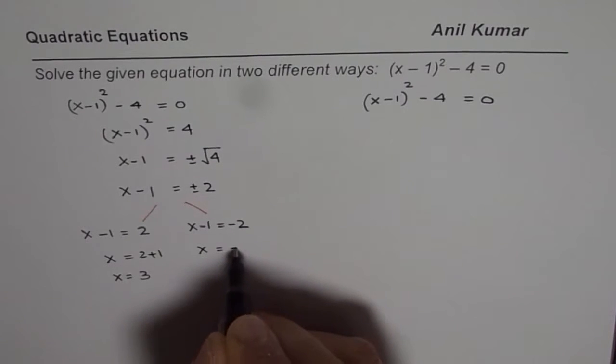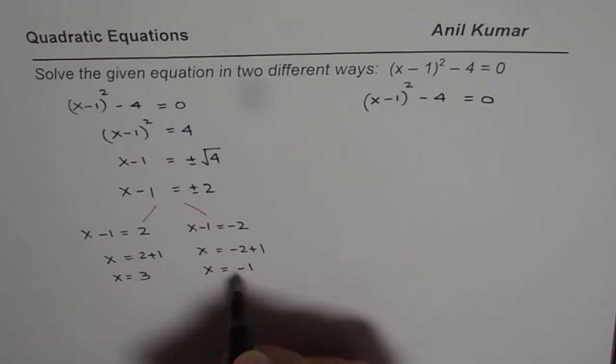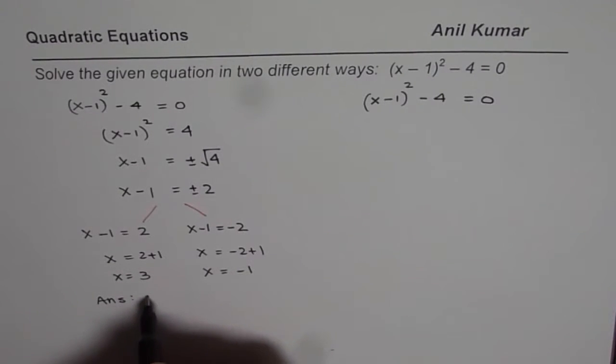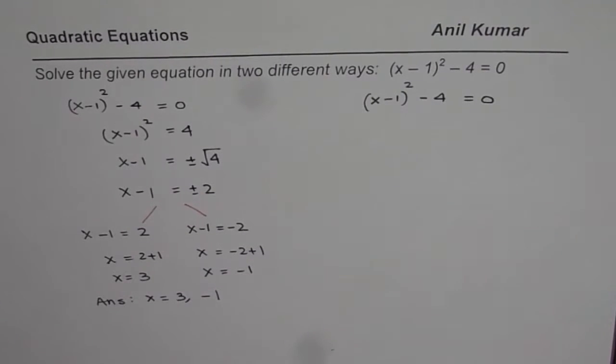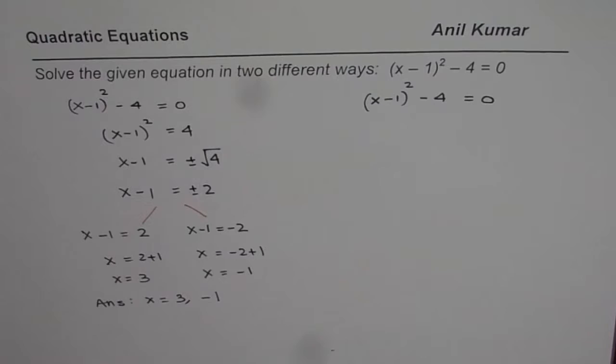x = −2 + 1, and that gives you x = −1. So we have two solutions here. Our answer is x = 3 or −1. So these are the two solutions. And this is the most efficient way of solving, and it always works, right? That is the most efficient way you should normally be doing.